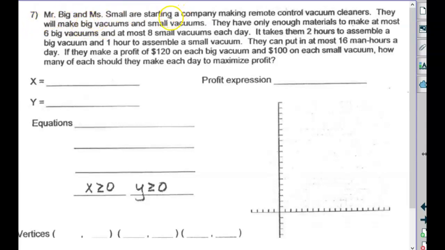Mr. Big and Ms. Small are starting a company making remote control vacuum cleaners.